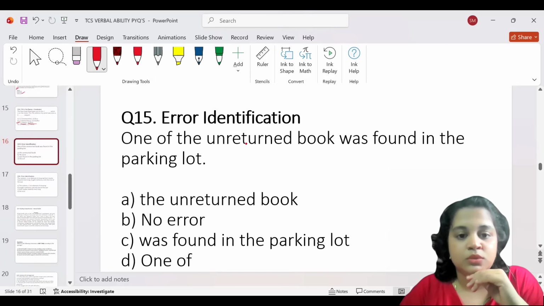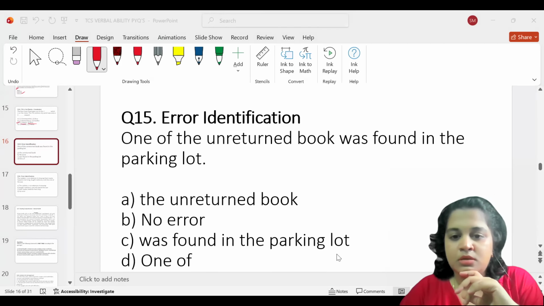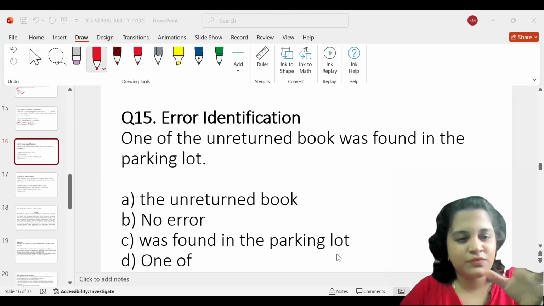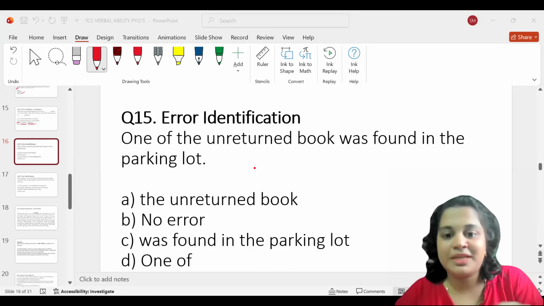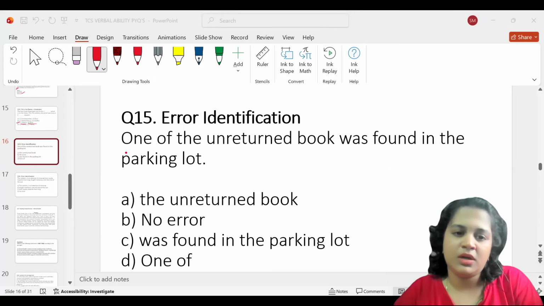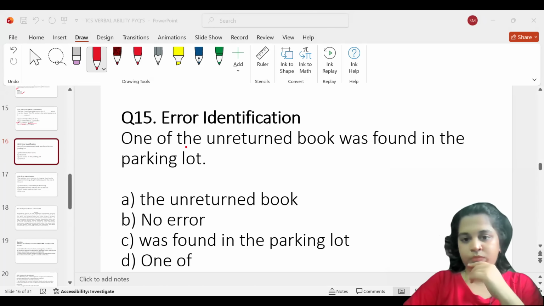Error identification. One of the unreturned book was found in the parking lot. There's definitely an error in this question because it just feels like it definitely has an error. Let's look into the grammatical part of it. I think there's some error here, because yes, the phrase one of the is always followed by a plural.